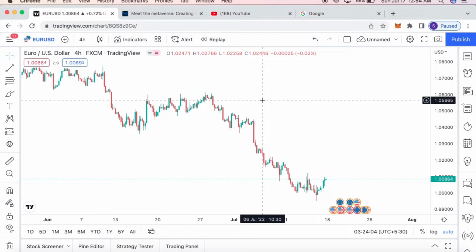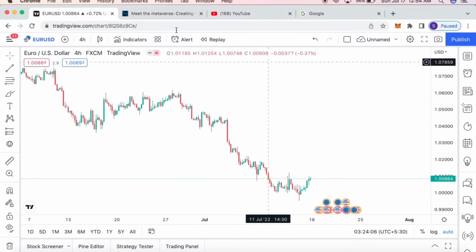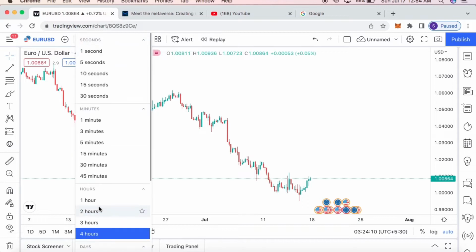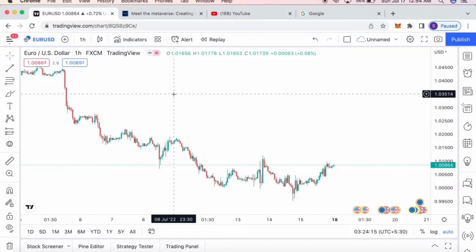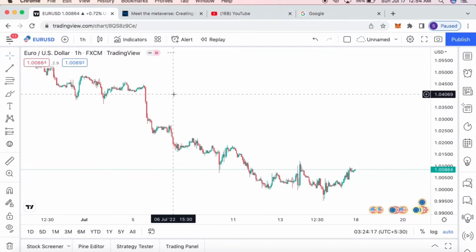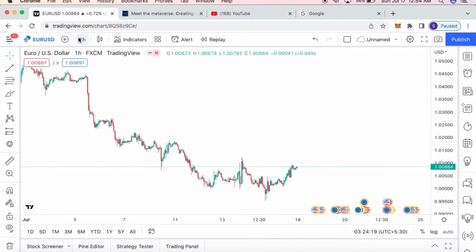So as you can see, this is our Euro USD. As I've told you, I'm going to be analyzing the 4-hour time frame and 1-hour time frame to identify my patterns. So let's jump onto the 1-hour time frame. Right now, as you know, this is a Sunday. The market has closed. So right now we're going to do some back testing. We're going to back test, guys.